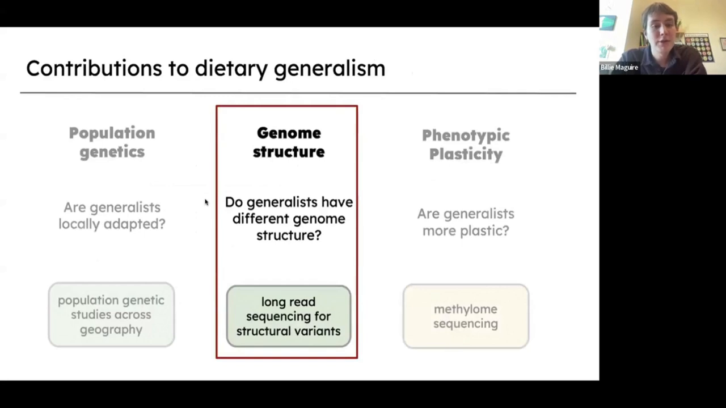Next, I want to talk about genome structure and genetic architecture. And we can think here about how generalists might have a different genetic structure, like large-scale differences in the genome that could be contributing to dietary generalism. And we can address this with long-read sequencing for structural variants.